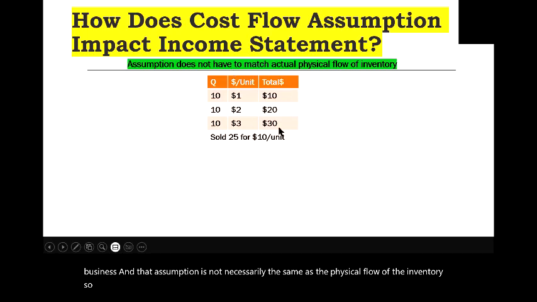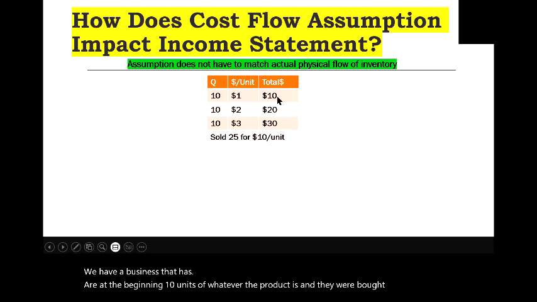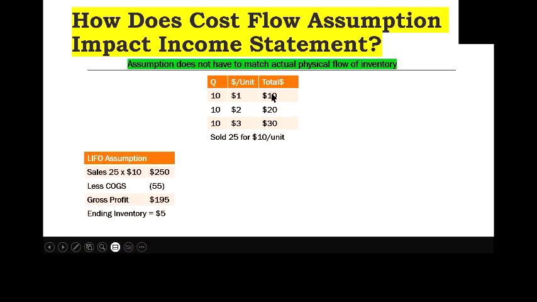So let's illustrate that with a simple example. Let's assume we have a business that has at the beginning 10 units of whatever the product is, and they were bought for $1. So that's a total of $10. And we bought another 10 for $2. So now we have 20. 10 times 2 is 20. So total inventory at that point would be 30. And then we bought 10 more at $3. So $30. So 30 plus 20 plus 10 would be $60. So we have $60 worth of inventory.